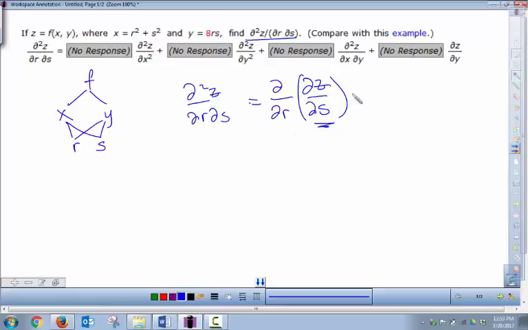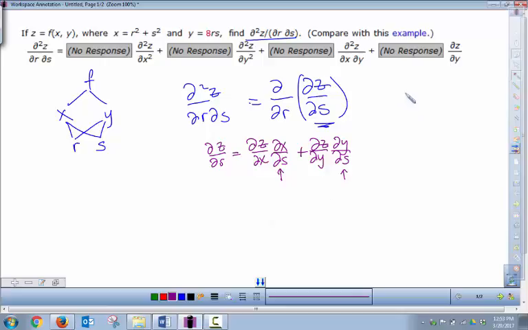So the partial of z with respect to s is the partial of z with respect to x, partial of x with respect to s, plus partial of z with respect to y, partial of y with respect to s. So we don't have a function for z or f, so we're going to have to keep that the same, but we do have functions for dx/ds and dy/ds. We do have x as a function of s.